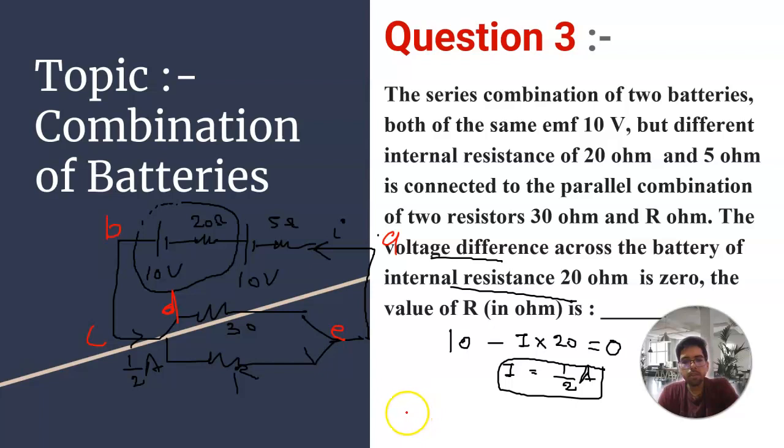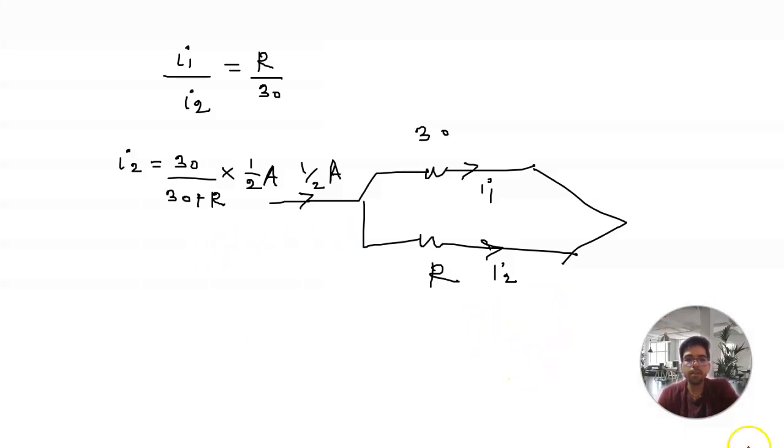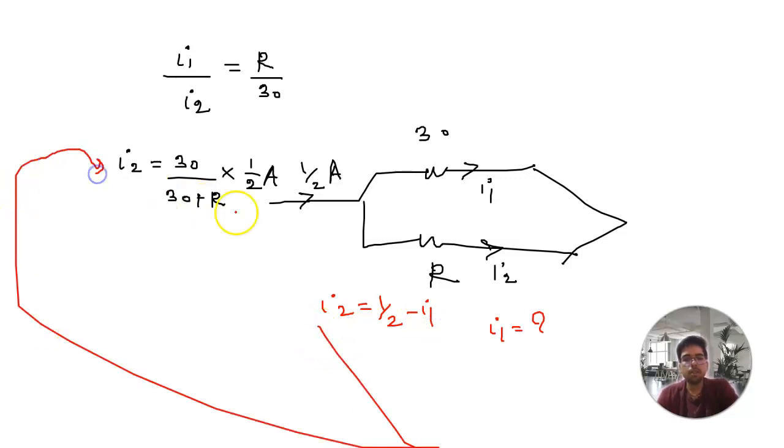Going from A: minus 5 into I, which is half, plus 10 volt, minus 20 into I with voltage across it 0, now minus 30 into I1 is equal to 0. From this equation you will calculate the value of I1. After knowing I1, I2 will be half minus I1. Put this value here and you will get the value of R. Just solve this, very easy.